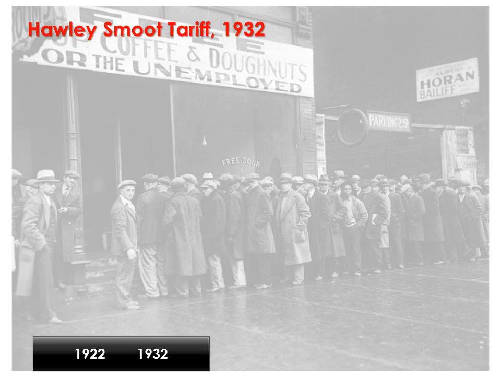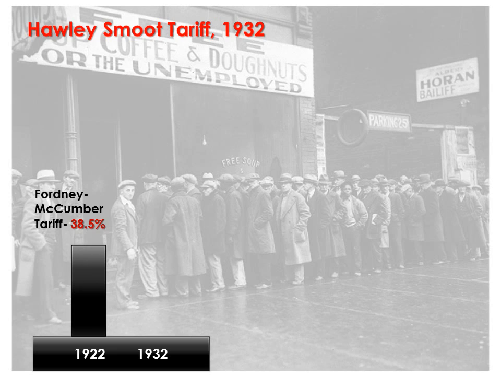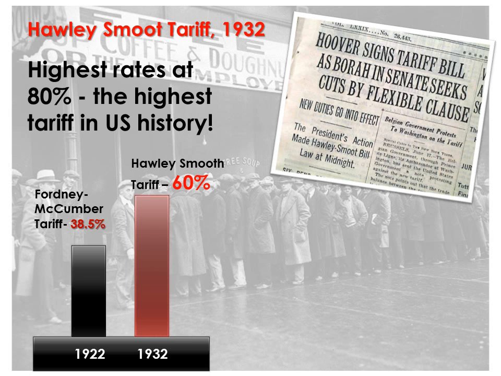Now, a tariff is, of course, a tax placed on imports, which makes foreign goods more expensive, and it preferences goods made domestically. So you recall the Fordney-McCumber tariff, which was already very high at 38.5%. Well, thinking that he wants to protect American businesses from foreign competition even more, Herbert Hoover approves the Hawley-Smoot tariff, which takes the average tariff right up to about 60%.